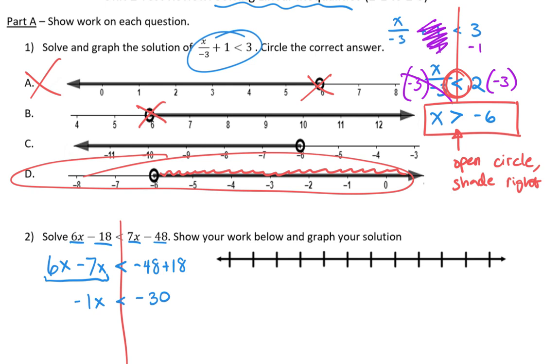And cool. That wasn't bad. Now I have one last step. Remember, I'm trying to get x by itself, so I'll have to divide by -1 to undo that multiply by -1. So divide by -1.